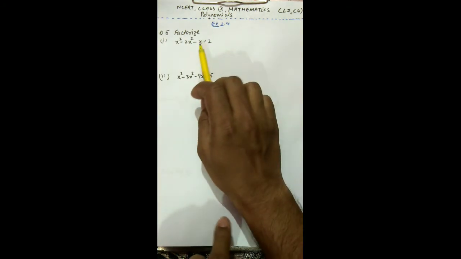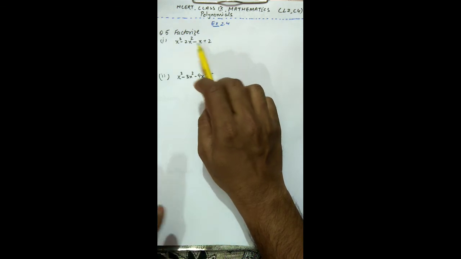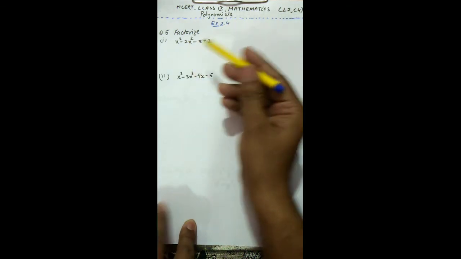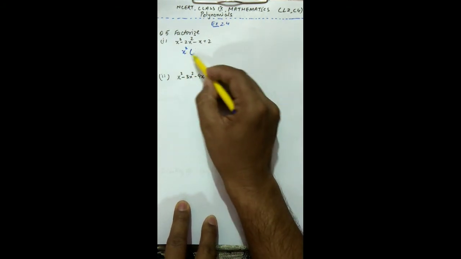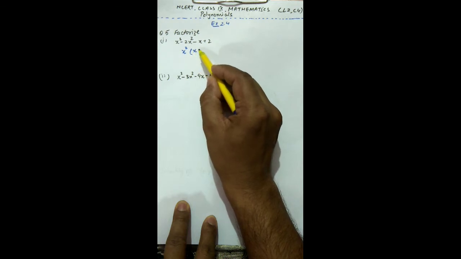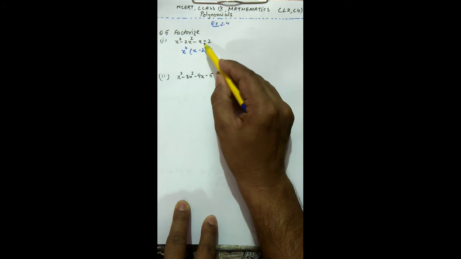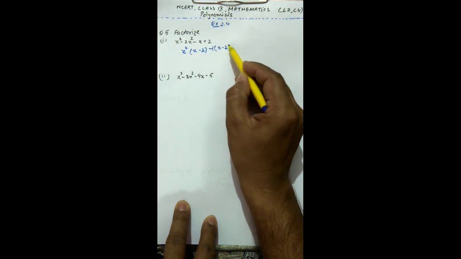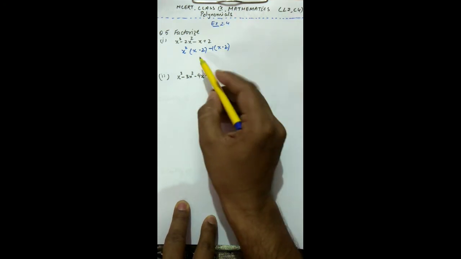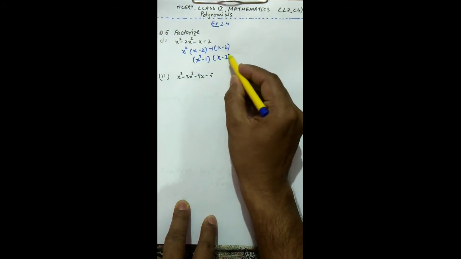First, see this question: x cube minus 2x square minus x plus 2. This is a very basic question. If you take common in the first two terms, the common is x square, and this will be x minus 2. And if you take minus 1 common in the last two terms, then it is x minus 2. You can see that the brackets have come the same. So now you can write x square minus 1 into x minus 2.